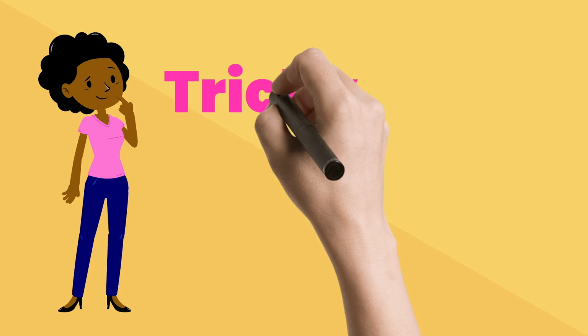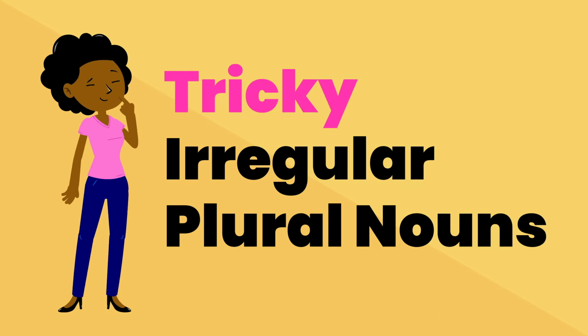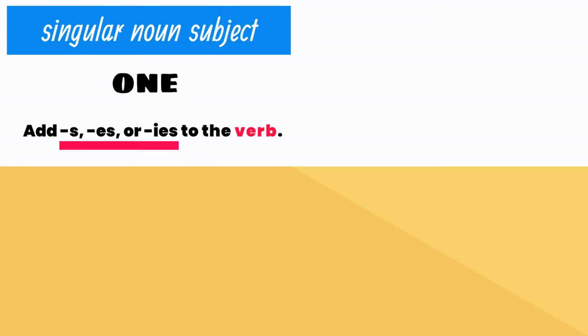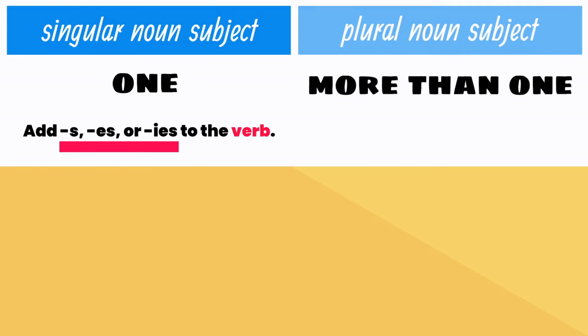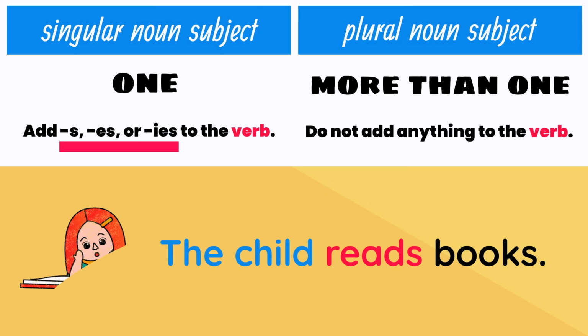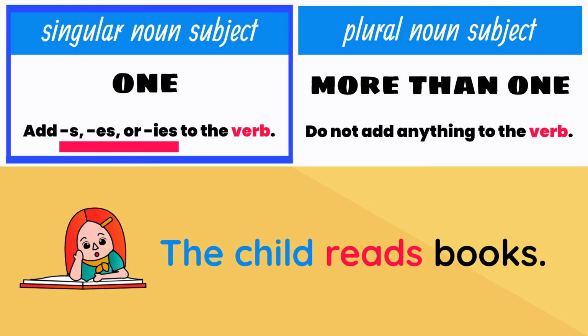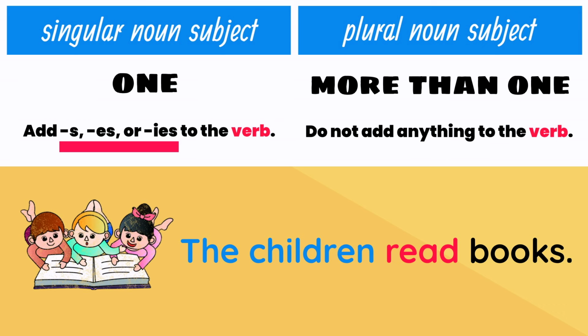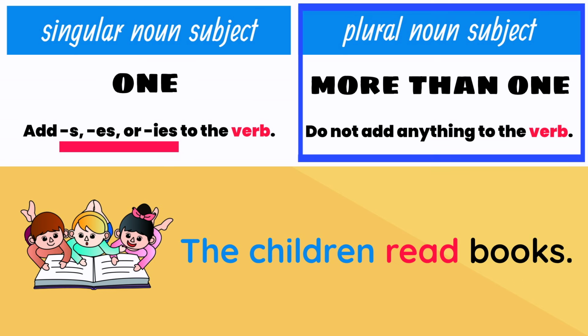Now, let's look at the tricky irregular plural nouns. We'll apply the same rule here. If the subject is singular, add S, ES, or IES. And if the subject is plural, do not add anything to the verb. The child reads books. The child is a singular noun, so we're going to add S to the verb. Reads. What if there is more than one child? The children. The children read books. The children is a plural noun, so we do not add anything to the verb.